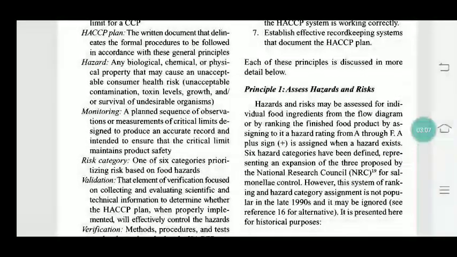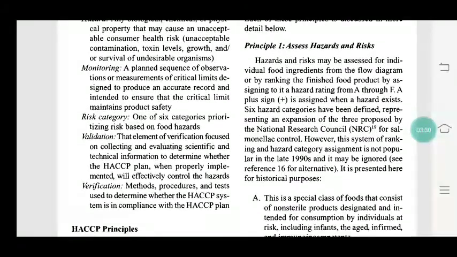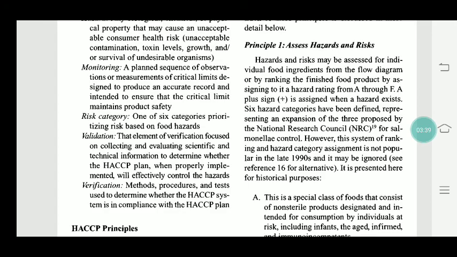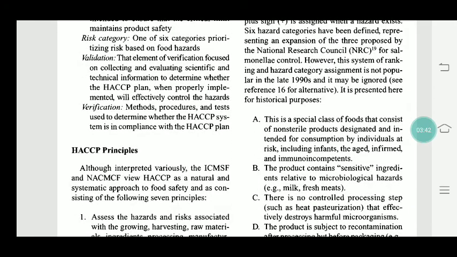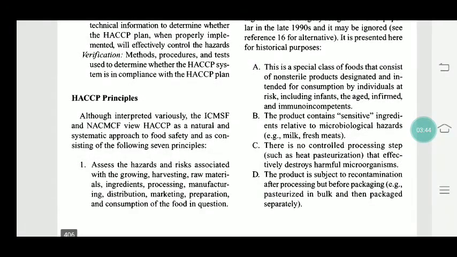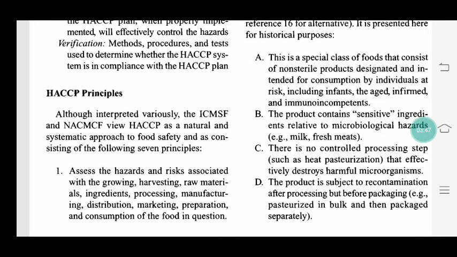Okay. So our first principle is hazard assessment and risk. We are going to understand which type of contamination can occur during the whole processing of our food or meals. So through the NRC there are 6 categories given to assess the hazard, meaning to understand which type of contamination is there. They have given 6 categories for hazards, 6 categories for contamination.